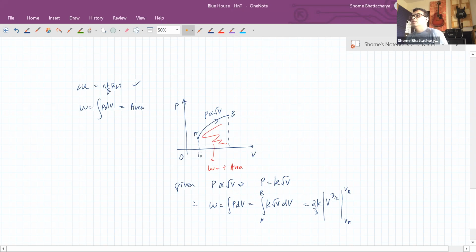Sir, is your K the Boltzmann constant or any other constant? No, K is not the Boltzmann constant. K is just some constant, so we'll write it as capital K. Its value we have to substitute now. We don't know the value, it is unknown.